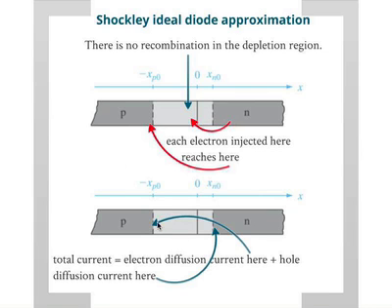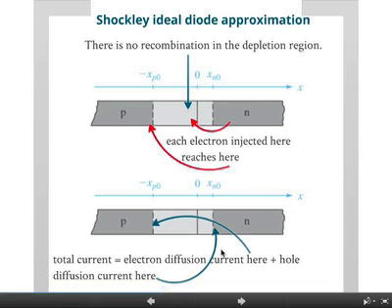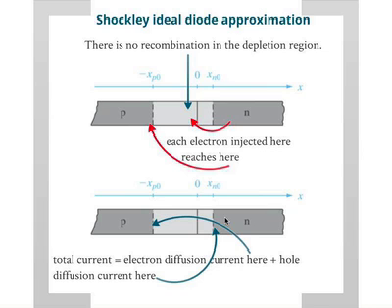Same thing for holes. The holes that get injected here reach here. Which is why when we talk about injection, we just go from one side to the other side. We don't really talk about the depletion region. If you recall, I just said it went across. That's the ideal diode approximation. Not always true. Now the total current is the electron diffusion current here, plus the hole diffusion current there. The two components to the current, they both contribute.